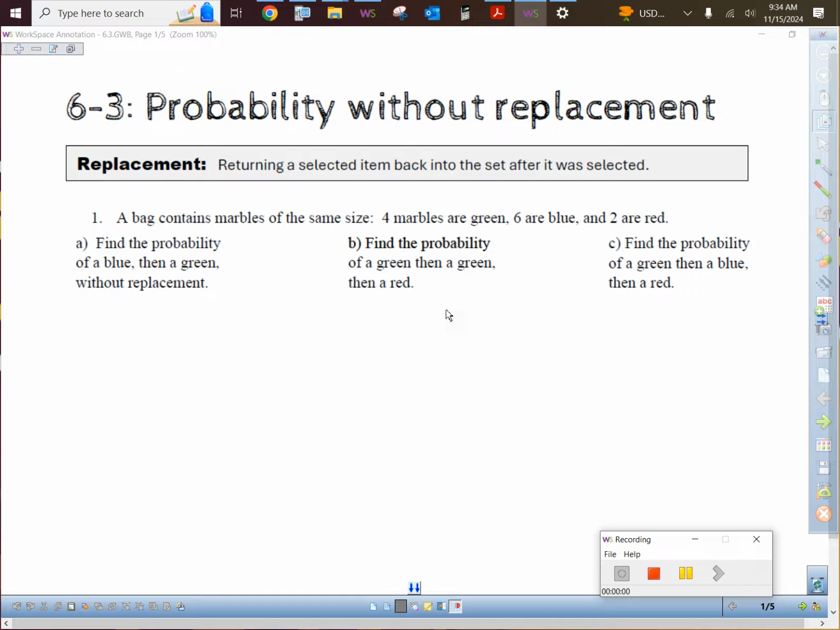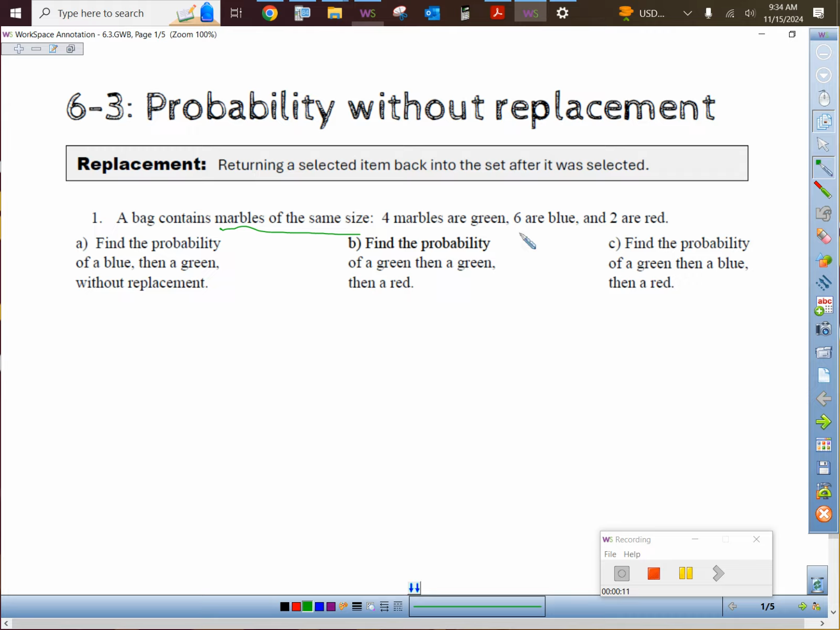Today is probability with or without replacement. Most of these questions will be without replacement, meaning you don't put it back into the tub that you pulled it out of. So a bag contains marbles of the same size. That's pretty important to keep the probability fair. Like all those highlighters were the same size, same shape. If the marbles were different sizes, you have a more likely chance of picking a bigger one out than a smaller one.